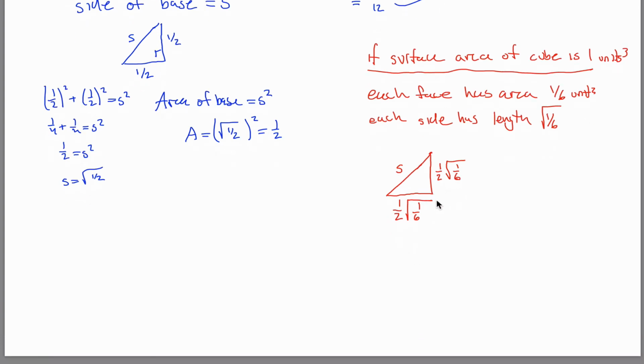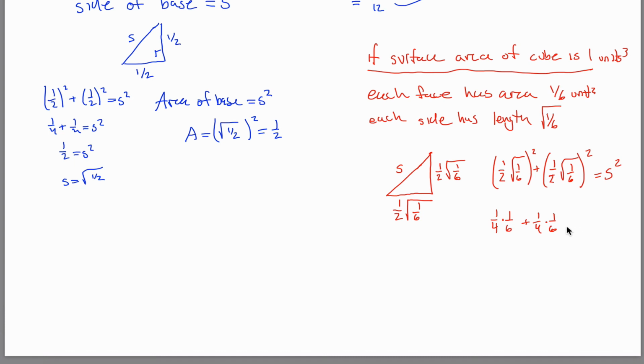And you might be just plugging these into a calculator and getting decimal approximations at this point, but I'm not going to. I'm going to say 1/2 of the square root of 1/6 squared plus 1/2 of the square root of 1/6 squared is equal to S squared. When you square this thing, you get 1/4 times 1/6. 1/2 times 1/2 gives me 1/4. The square root of 1/6 squared gives me 1/6.